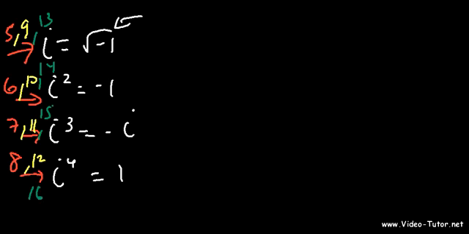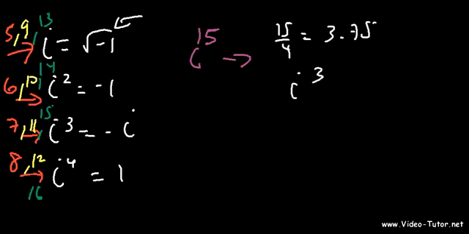So let's say we want to calculate i to the 15th. What you want to do is divide 15 by 4. How many times does 4 go into 15? If you divide 15 by 4, you're going to get 3.75. So that means 4 goes into 15 3 times. But you want to focus on the remainder. 4 goes into 15 3 times, but what's remaining? 3 is the remainder. So therefore, i to the 15th is the same as i to the third. And i to the third is -i. And that's how we get this answer.